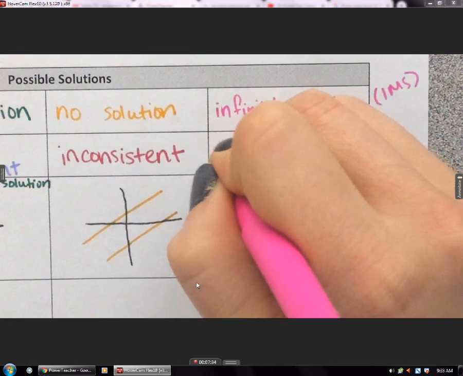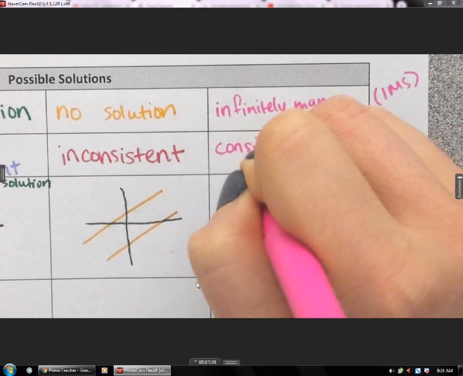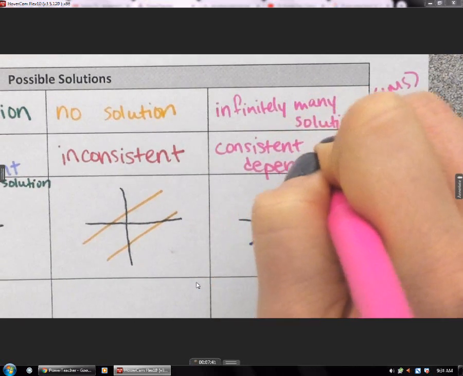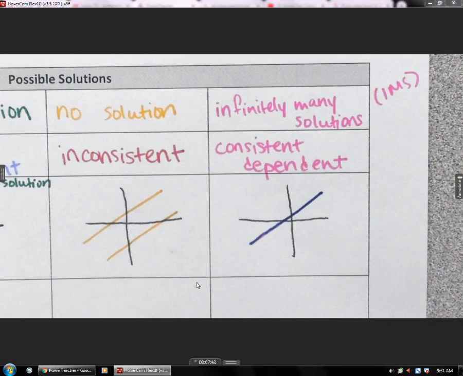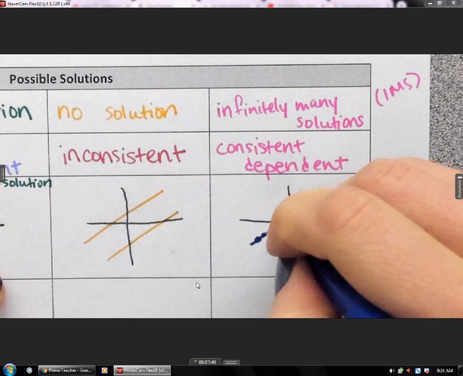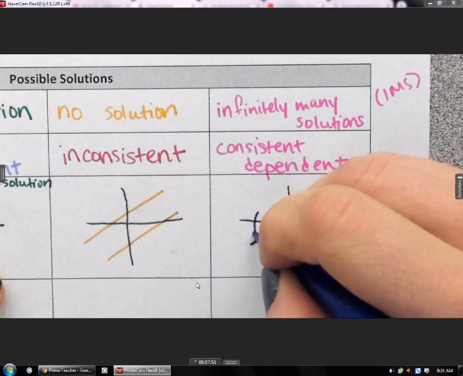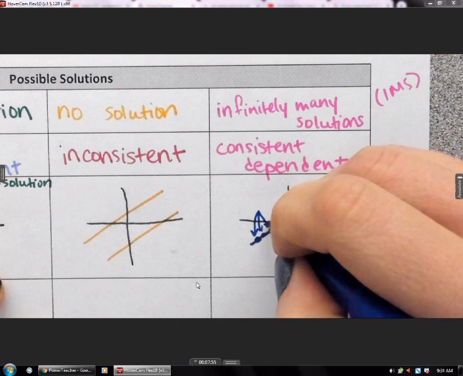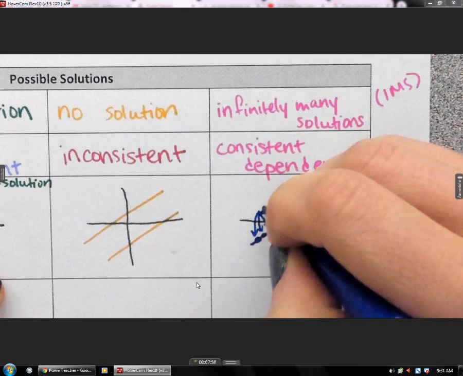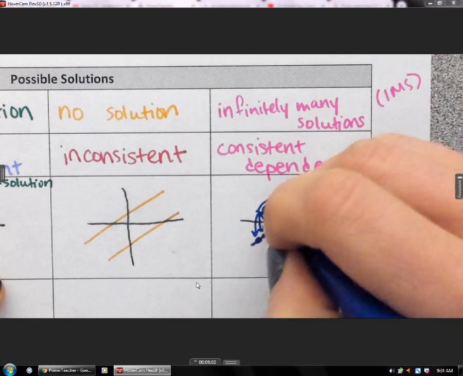We say that it's consistent, dependent, because they depend on each other. And the solutions are every single spot on this graph. There's infinitely many dots. Those are all solutions right here. Every single one of these infinitely many dots.